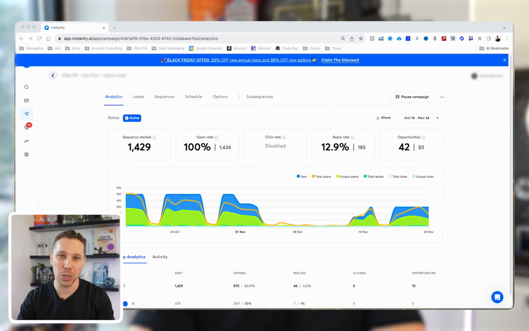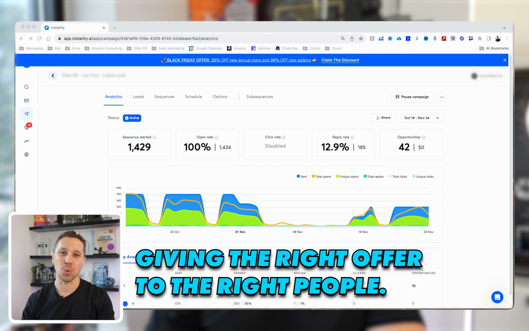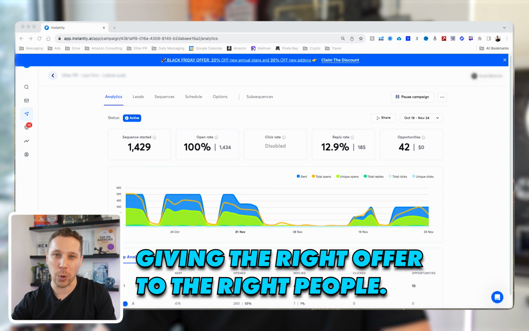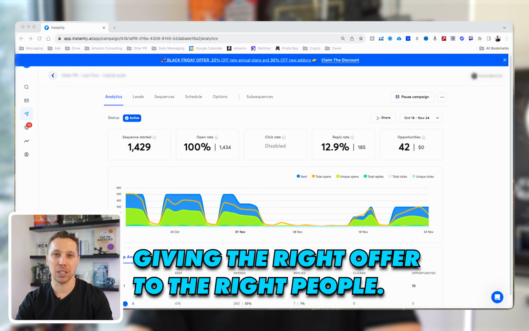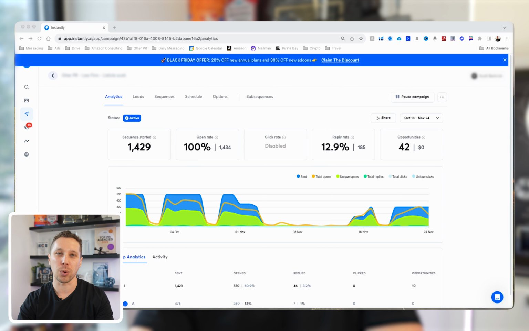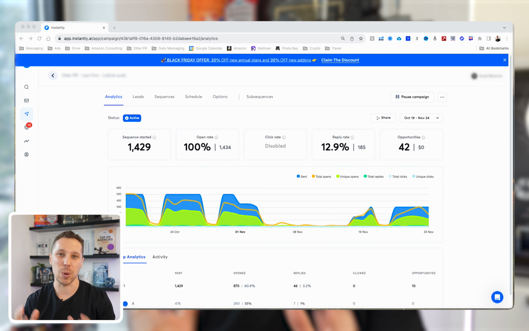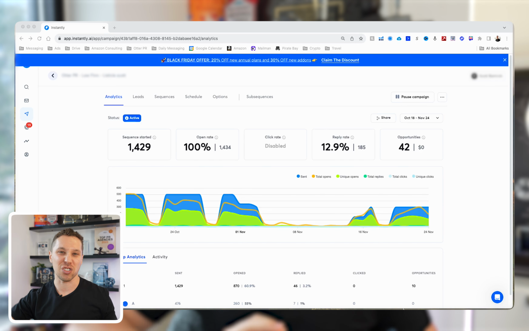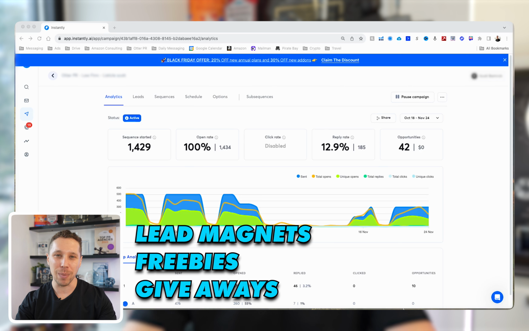Now, the high response rate is really about giving the right offer to the right people. So it's not necessarily selling your service, and that's where a lot of people have really low response rates, 1%, 2%, 3%. 3% is a really good one if you're just selling a service, but lead magnets and freebies and giveaways are how you're going to get those higher 13, 14, 25% response rates. And that's really simple: you need to give them something they're actually interested in.